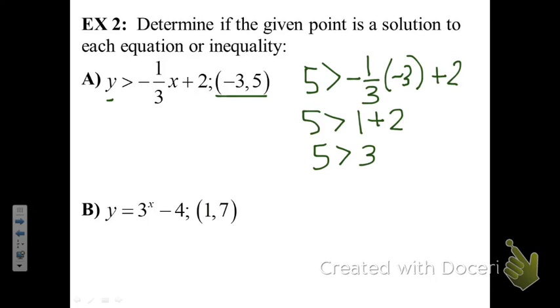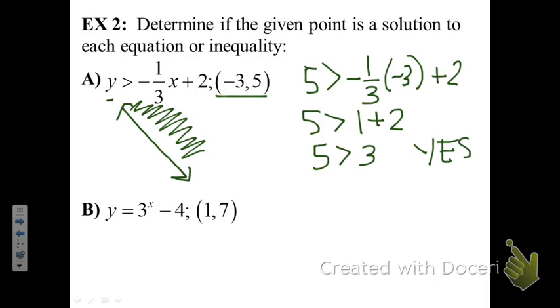Now I'm going to read this. Is 5 greater than 3? Yes, it is. It's a true statement. So what that means, if I were to graph this equation, it might look something like this. And because it's an inequality, y is greater than, so we would shade above. Any point that's either on this line or above the line would be considered a solution. And this point that we have here is above that line, so it's considered a solution.